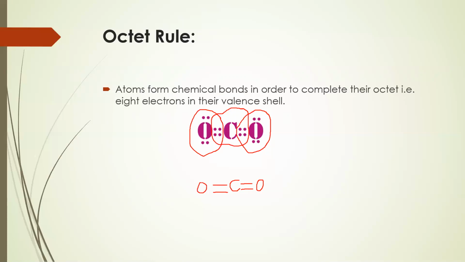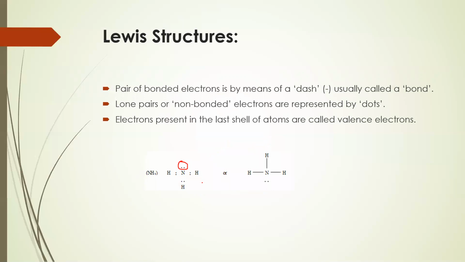So this was all about the octet rule, that is, atoms form chemical bonds in order to complete their octet, that is 8 electrons in their valence shell. Now as you can see here, we have expressed the electrons in terms of dots. So this is also known as dot structure. Whose dot structure? Lewis dot structures.